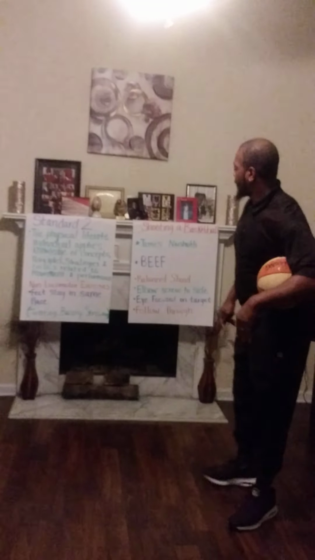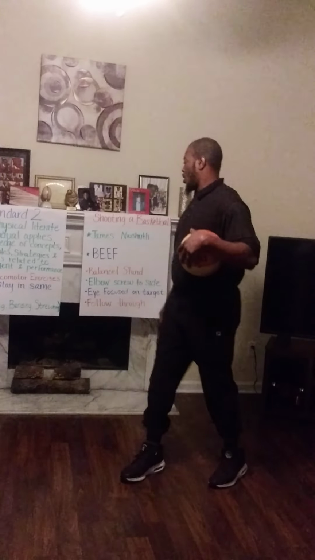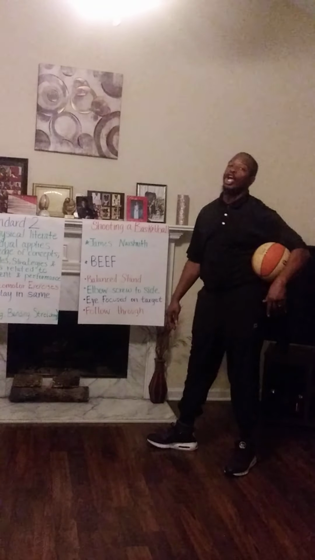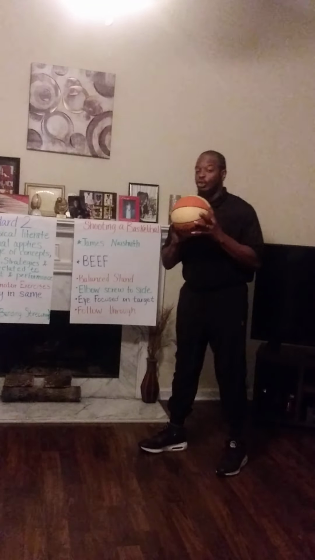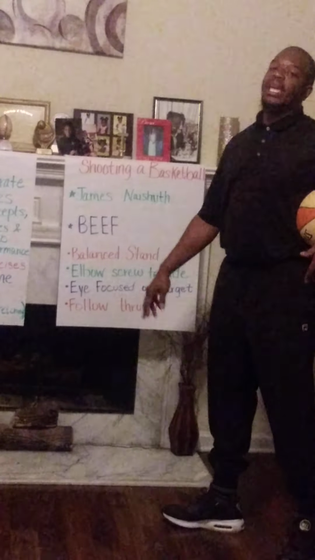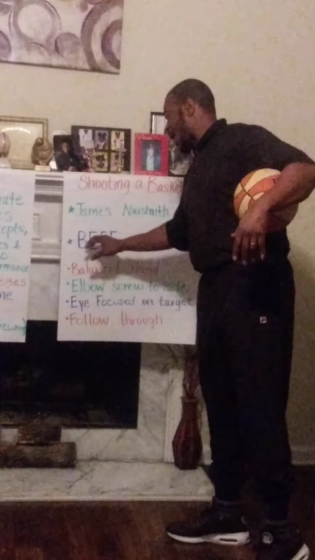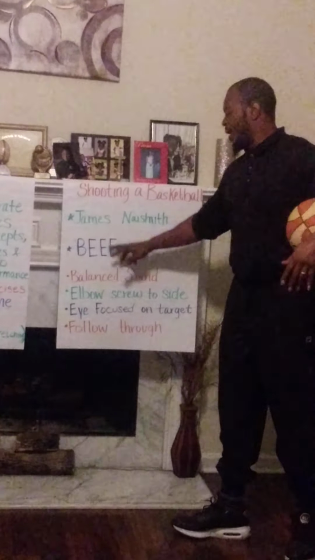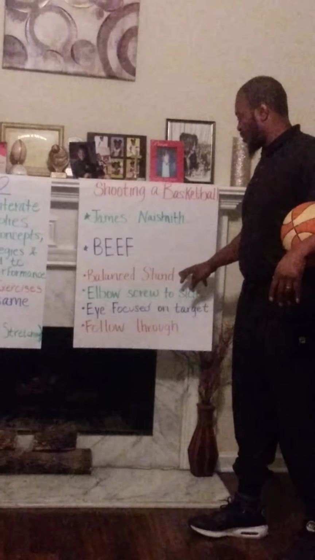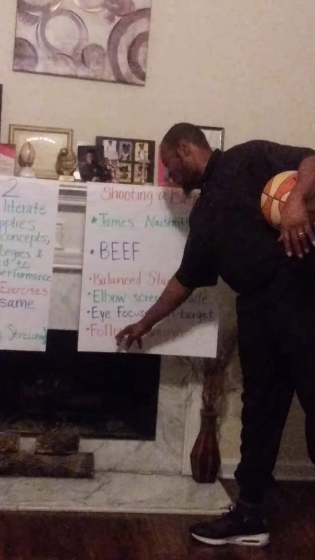All right? So now, the thing that we're going to talk about today is how to shoot the basketball. And the concept that we want to learn to help us master our basketball shot is BEEF. B-E-E-F. Each one of these, this is called an acronym, meaning some letters that stand for something. Acronym. So the acronym B stands for balance, elbow, eyes, and follow through.